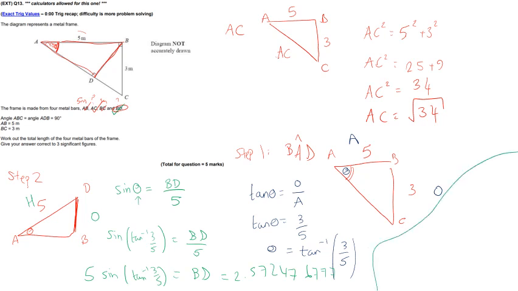So I've now found that final length BD, but remember the question wants us to find the total length of the poles, the metal bars. So I've got to do AB, which is 5, plus AC, which is root 34, plus BC, which is 3, plus BD, which we just worked out was 2.5724. Try not to round because we then need to give it to 3 significant figures. Putting these in your calculator and adding them all up will give you 16.40343067, but to 3 significant figures that's going to be 16.4.